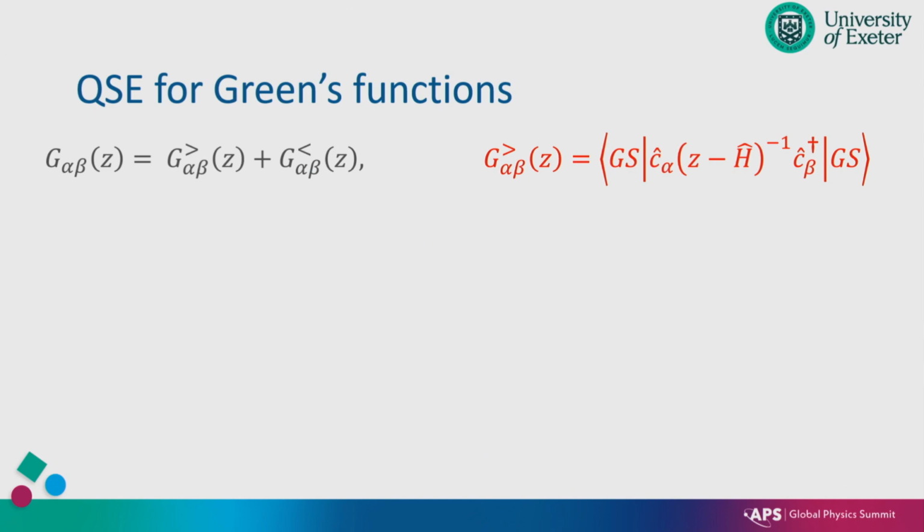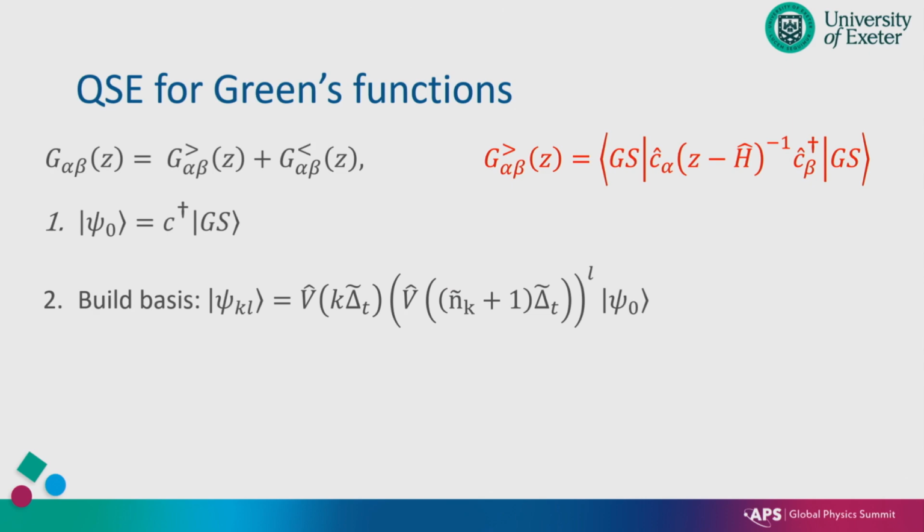And now to briefly touch on the Green's function. So we know that we can define the Green's function. We have the greater and the lesser Green's function, and we can define it in this particular way. But how do we actually prepare it using this quantum subspace expansion approach? What we do is we have, again, a reference state, which is now built off the ground state we've already prepared, but now we have this annihilation operator applied onto it, and this can be done with some Pauli operators.